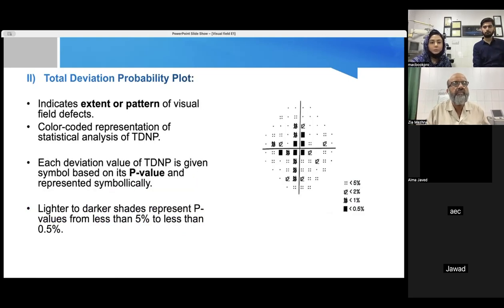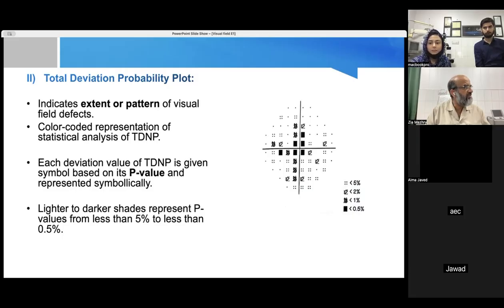Total deviation probability plot shows extent or pattern of the visual field effects. It is a color-coded representation of the statistical analysis of the total deviation numerical plot, which means each deviation value of the total deviation numerical plot is given a symbol based on its p-value and is represented symbolically. Lighter to the darker shades represent p-values from less than 5% to p-values from less than 0.5%.